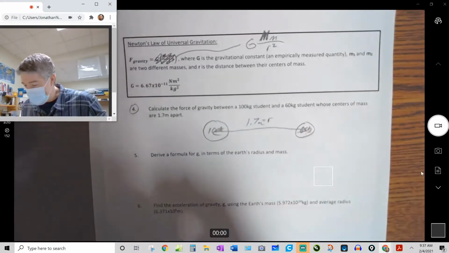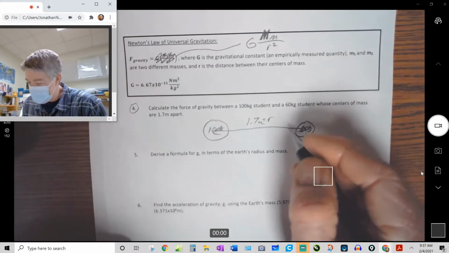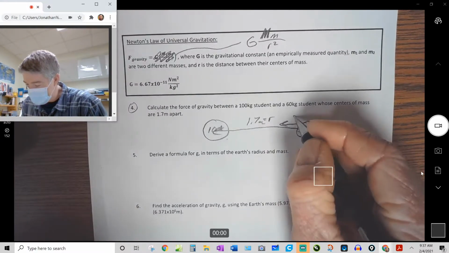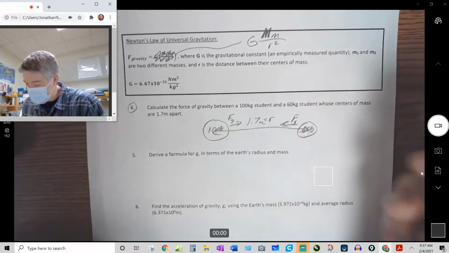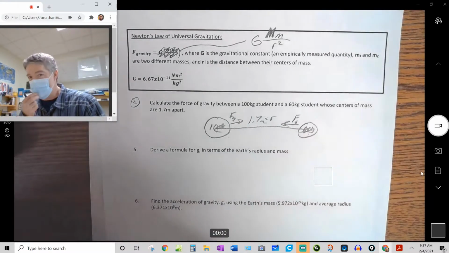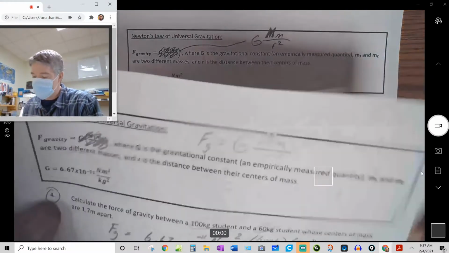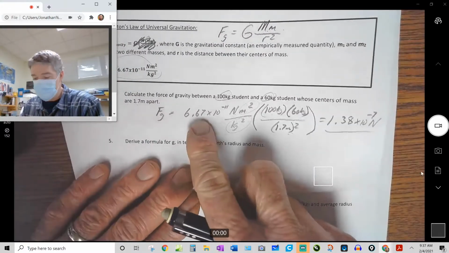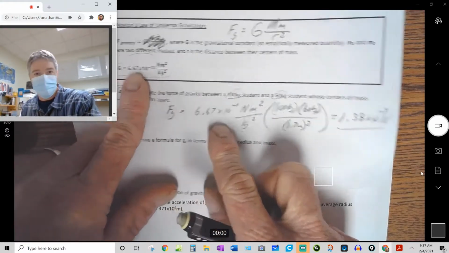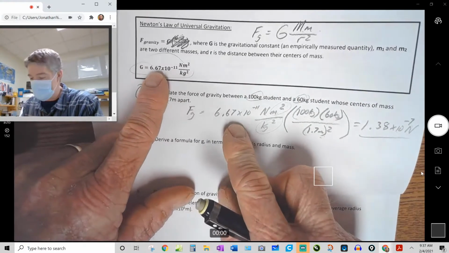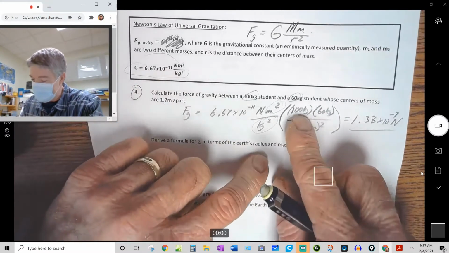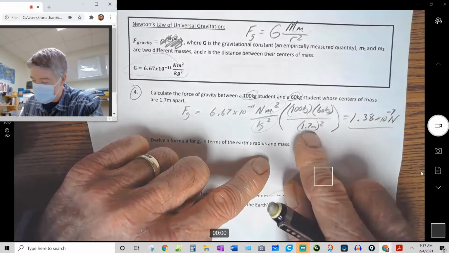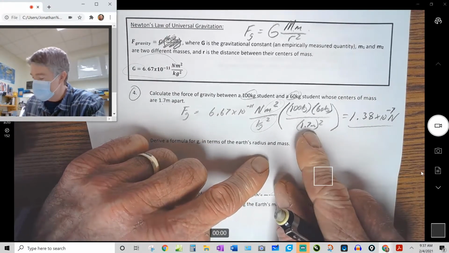And calculating the gravitational force between them, which would be this force and this force, equal and opposite because of Newton's third law, kind of like tension, is done this way. So this is big G, the gravitational constant, and this is the mass of one student times the mass of the other divided by r squared. Don't forget to square this.